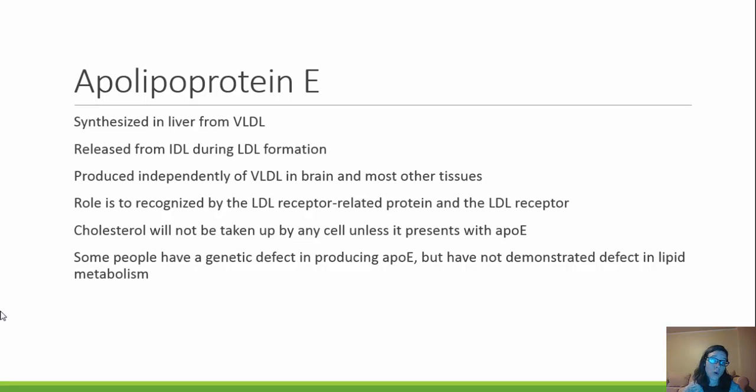Some people have a genetic defect in producing ApoE, but it's kind of a complex process because we don't really see a defect in lipid metabolism just with this one specific defect. So it's not quite that simple.